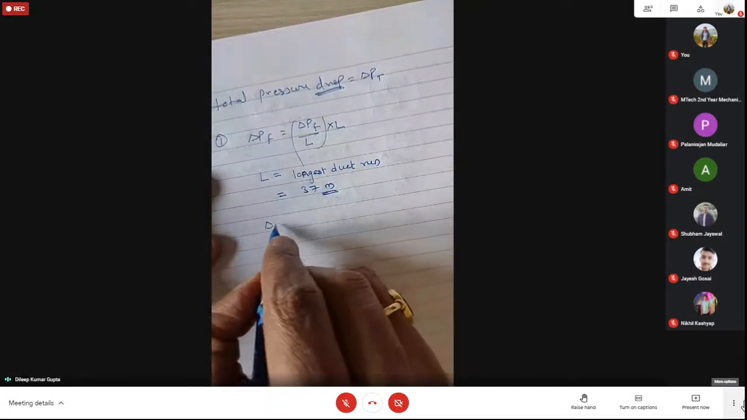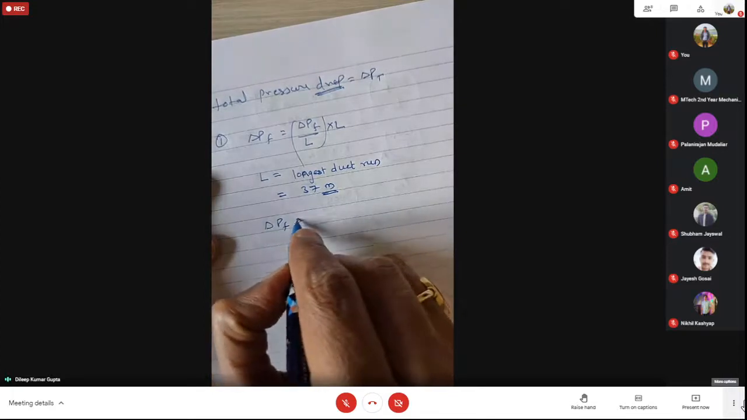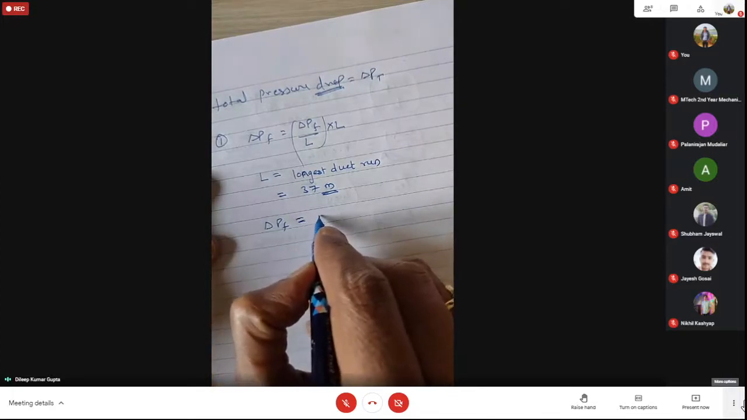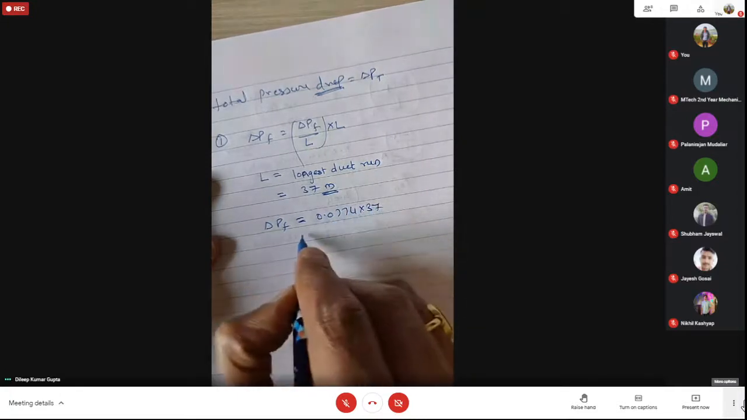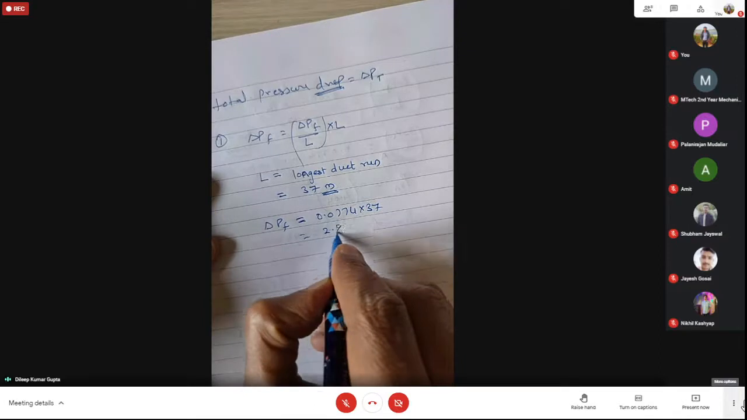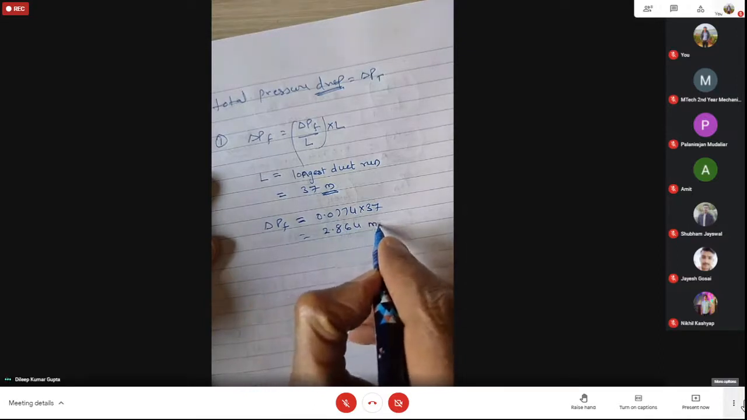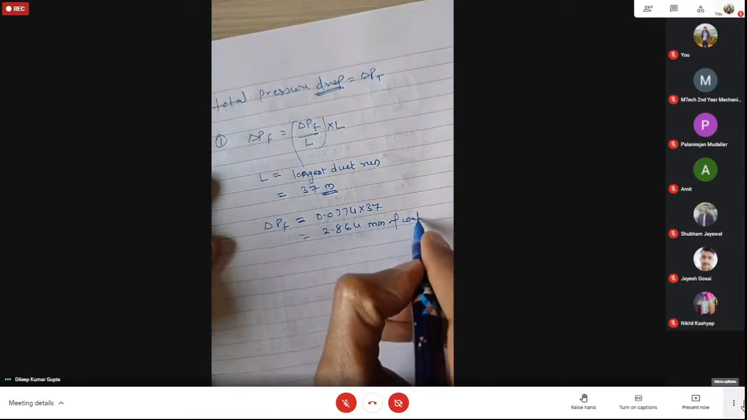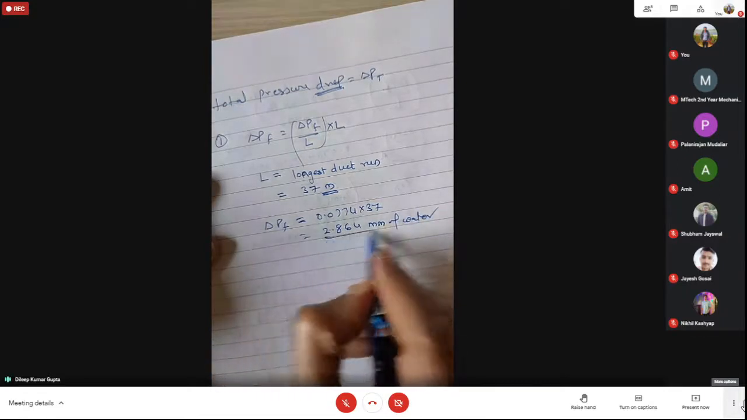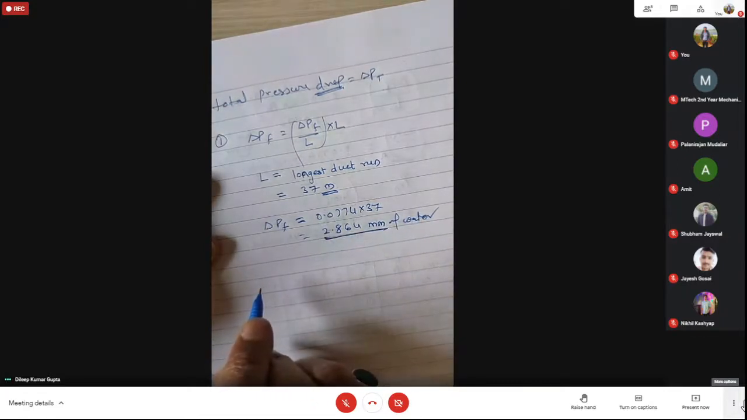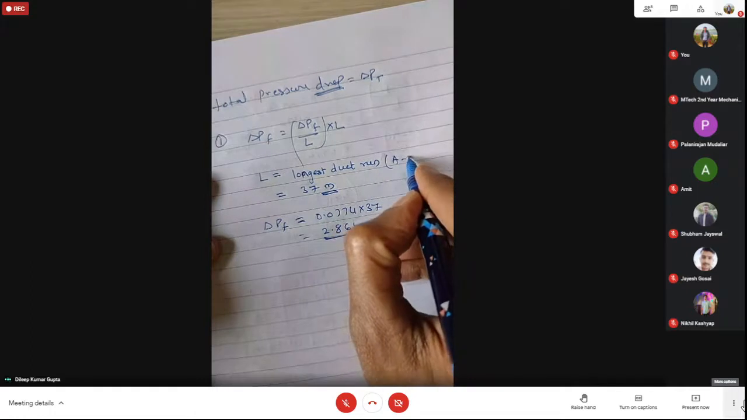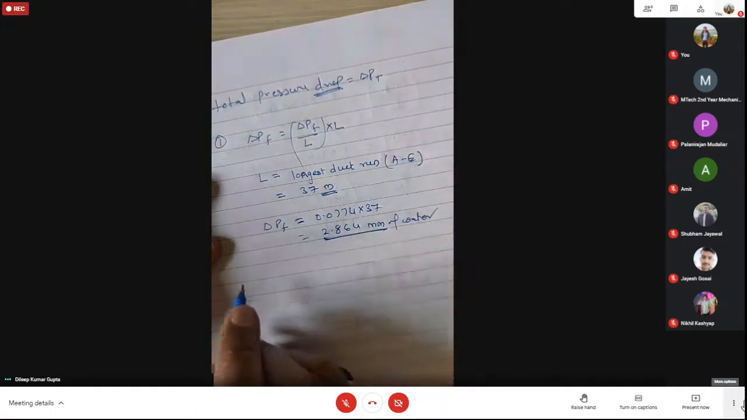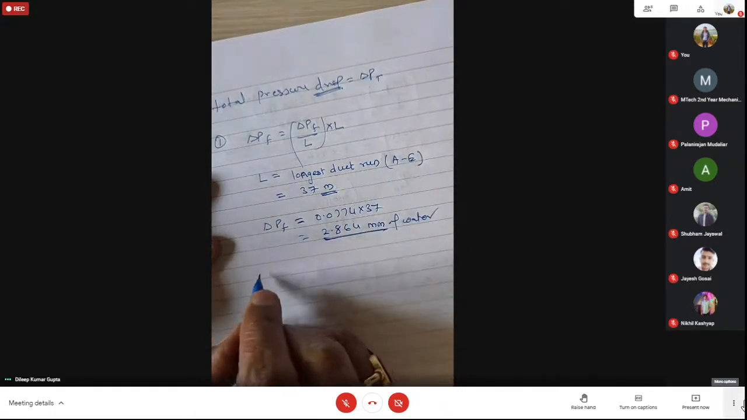Now what is the maximum frictional pressure loss that we have to consider? That will be equal to 0.0774 multiplied by 37, and this will be equal to 2.864 mm of water column. So this is the pressure drop due to friction from the longest duct run of A to E, right? So the longest duct run we have taken here is A to E.